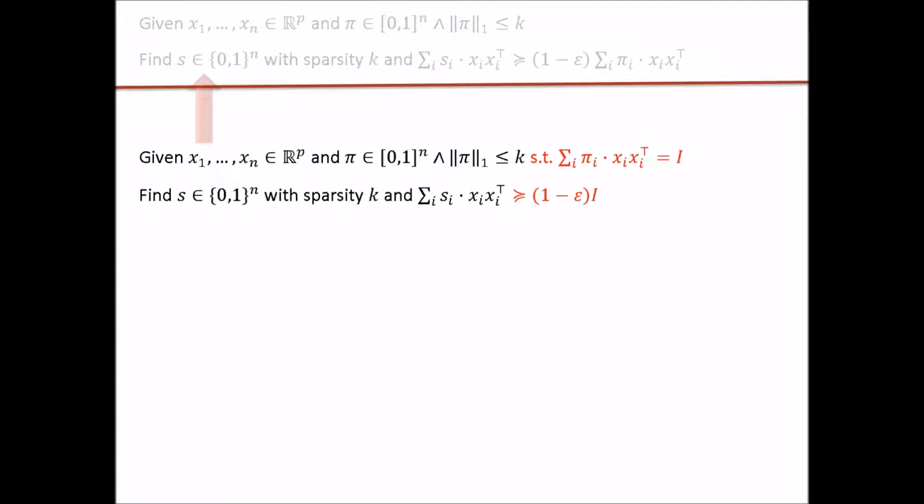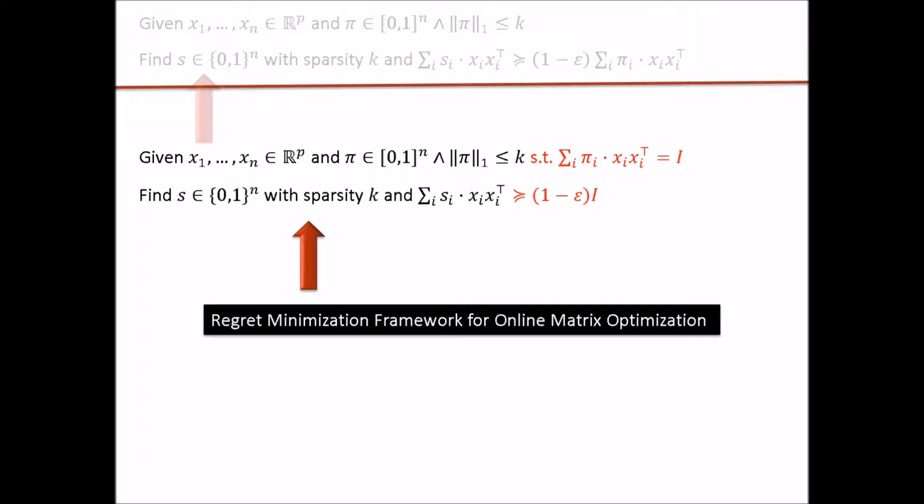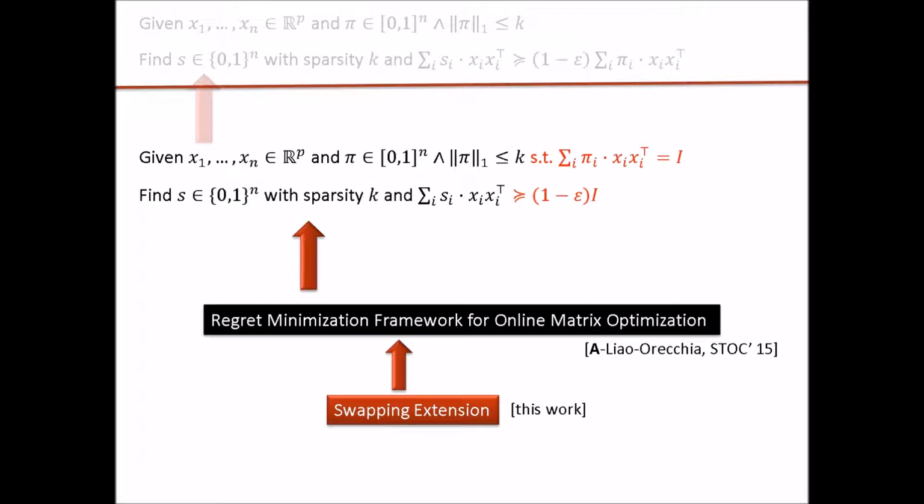The overview of the rest of the talk is that I'm going to introduce a regret minimization framework for online matrix optimization to solve this problem. This is a framework we proposed with Zhenyu Liao and Lorenzo Arricchia. We proposed it actually 2 years ago, and I also briefly talked about it during my visit in March. But unfortunately, that framework itself is not sufficient to get the best possible result. So in this work, we added the swapping extension, a new algorithmic technique on top of that, which can eventually help us to solve this problem. So this is the overall plan of the rest of the talk.